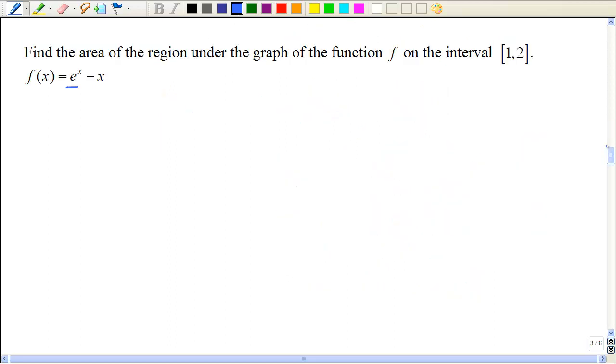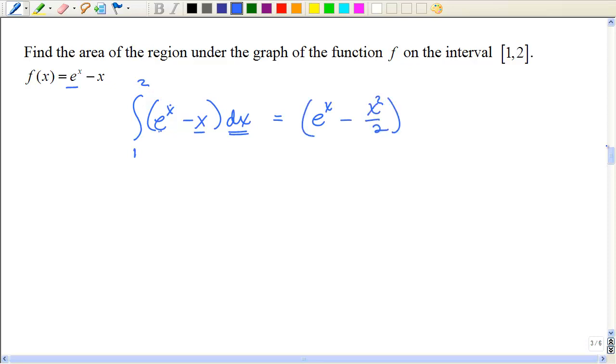All right, so now we've got that e. Oh, joy. All right, so we've got our integral between 1 and 2 of e to the x minus x dx. That just tells us what variable we're integrating with respect to. So let's see, what's the integral of e to the x? That's just e to the x. The integral of x is x squared over 2, and then I want to evaluate that between 1 and 2.